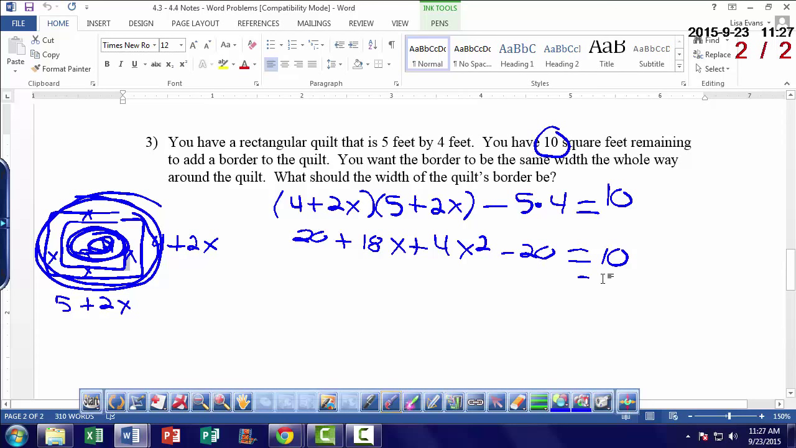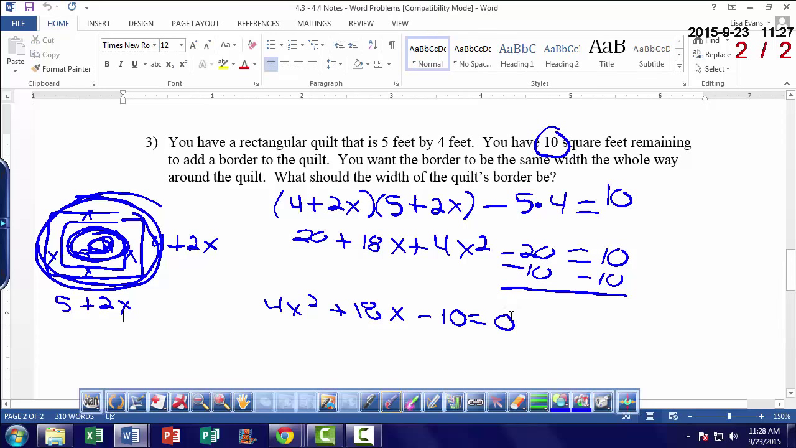So I'm going to do a couple steps in here. I'm going to go ahead and subtract 10 on both sides. I'm going to write the left side in descending order. So I have 4x squared plus 18x. We have 20 minus 30, so minus 10 equals 0. Now, you want to still follow our rules for factoring. If there's a GCF, take a GCF out. This one I can take a 2 out. When I do that, I'm left with 2x squared plus 9x minus 5.